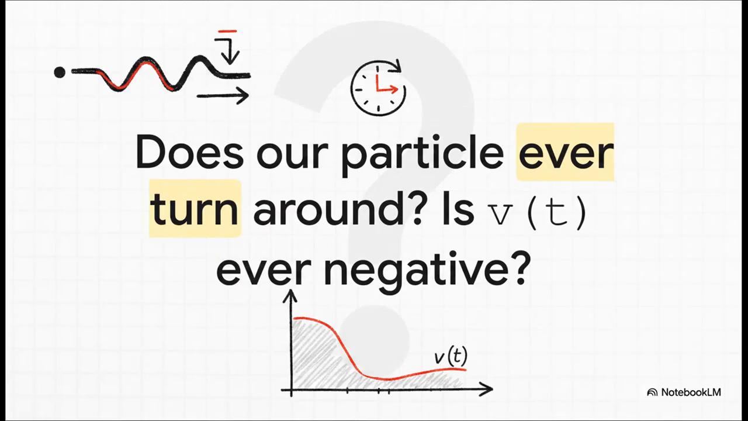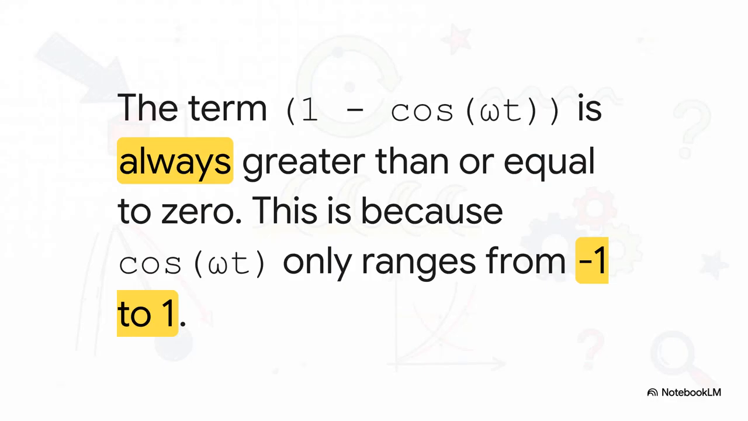They're only the same thing if you never, ever turn around. So that brings us to the key question: does our particle ever turn around? In other words, does its velocity ever become negative? Because if it does, our calculation for distance gets a lot more complicated. We'd have to find when it turns around and add up the different parts of the journey. Let's take a closer look at our velocity equation to find out.